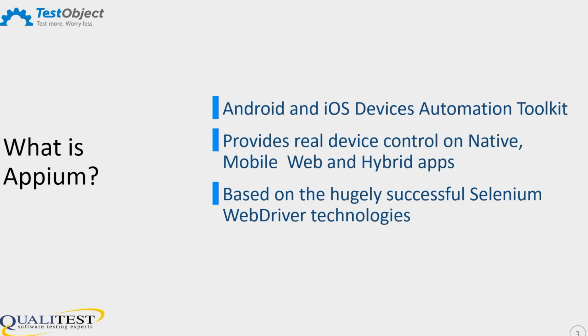What is Appium? Appium is a mobile device automation toolkit. It provides functional automation support to Android and iOS devices, and within that it gives you full real device control on native apps, mobile web apps, and hybrid apps. It started as a fork from the successful Selenium WebDriver project, and it's designed to take the Selenium WebDriver testing approaches and apply them to mobile.